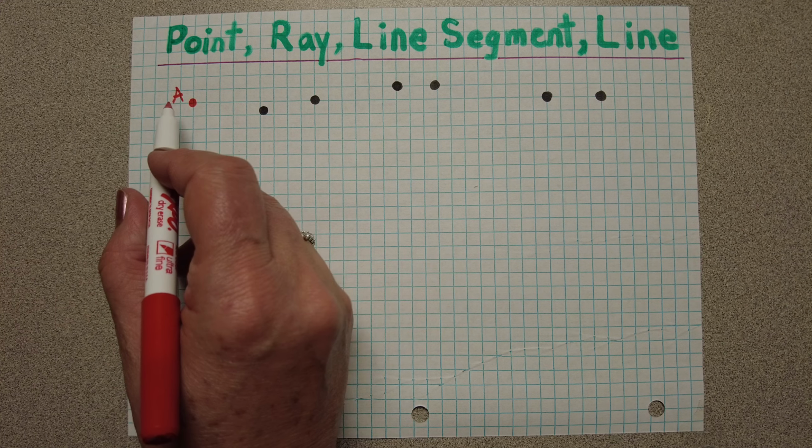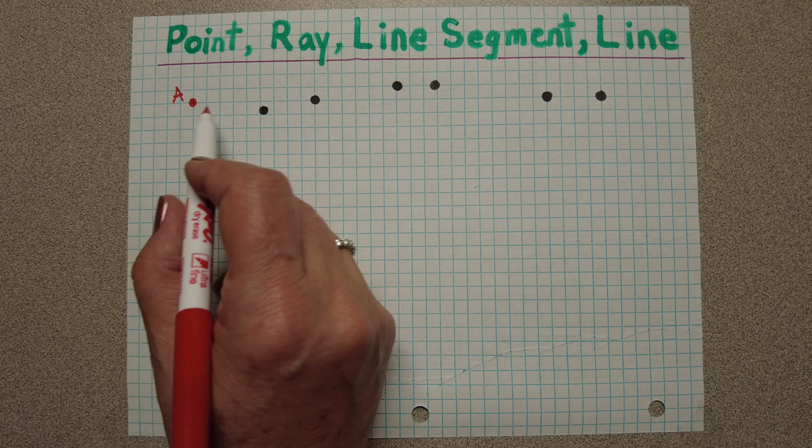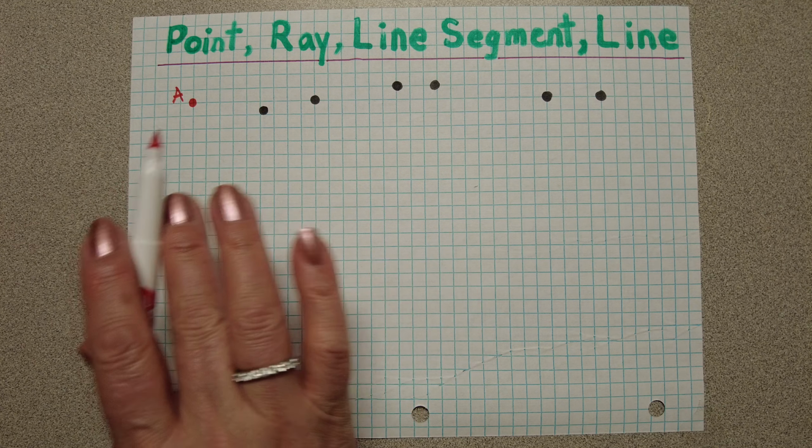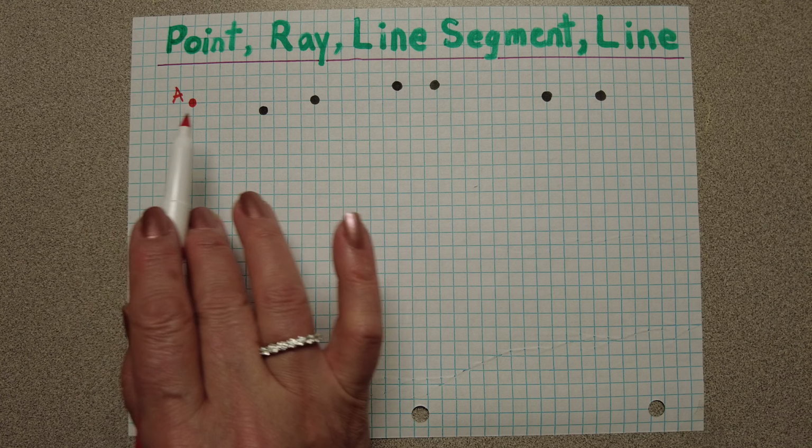Usually in math, in geometry, we always call it a point and it doesn't have any symbol or any notations.